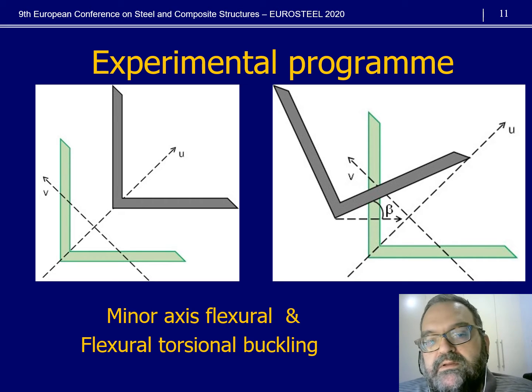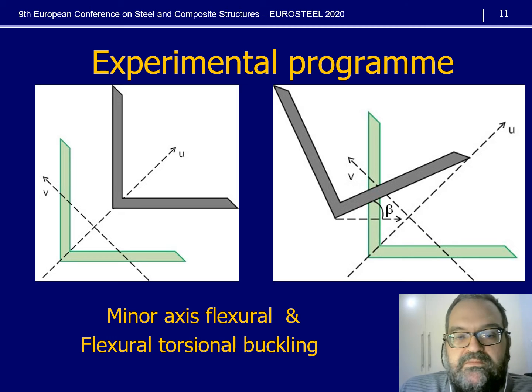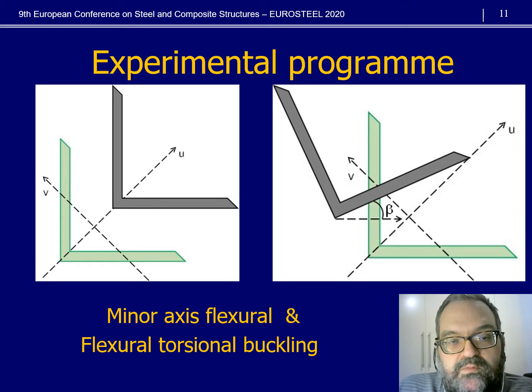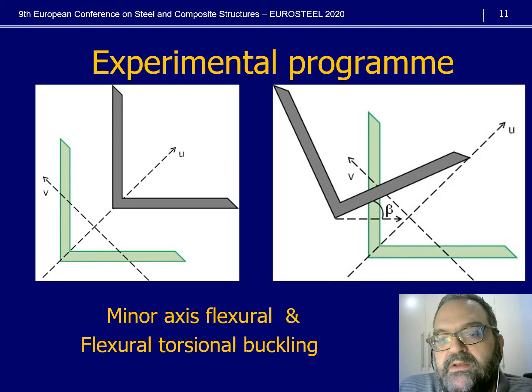Here we have the two main failure modes associated with these sections. The first one involves minor axis flexural buckling, which was not related to any of the tests that we are going to show you today, but we had it in some of the tests that involved higher columns. The other one is the flexural-torsional buckling that occurred in all the tests that I'm going to present to you, and involves the major axis flexural buckling together with a rotation of the section.